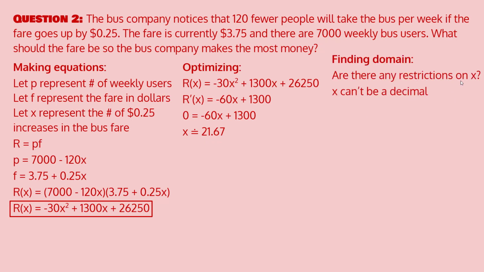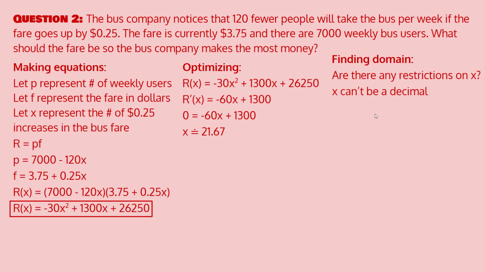Are there any restrictions on x? Well, I've said that x cannot be a decimal because it wouldn't make sense to go up by 0.0001 cents, for example. So this is kind of debatable. You could argue that yes, it could be decimal. I'm just going to say for simplicity in this question that it cannot be a decimal. X has to be an integer value. But other than that, there aren't really any obvious restrictions on x.